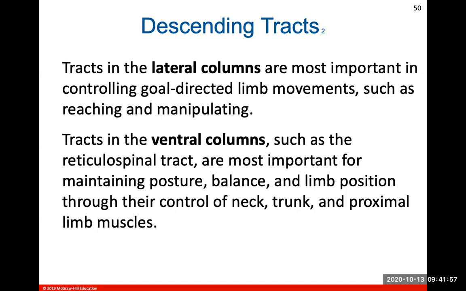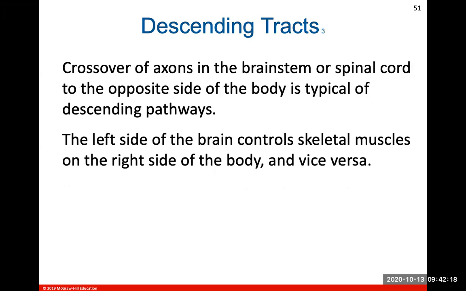Tracts in the lateral columns are most important for controlling goal-directed limb movements like reaching and manipulating, and tracts in your ventral column, such as the reticulospinal tract, are most important for maintaining posture, balance, and limb position through their control of the neck, the trunk, and the proximal limb muscles. These descending tracts will cross over, so their axons will cross in the brainstem or the spinal cord to the opposite side of the body, and that's typical of descending pathways as well. So your left side of your brain will control skeletal muscles on the right side of the body and vice versa.